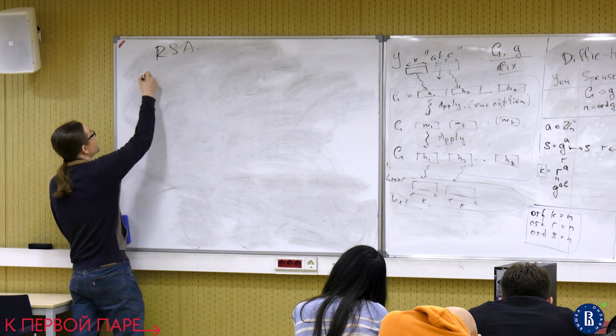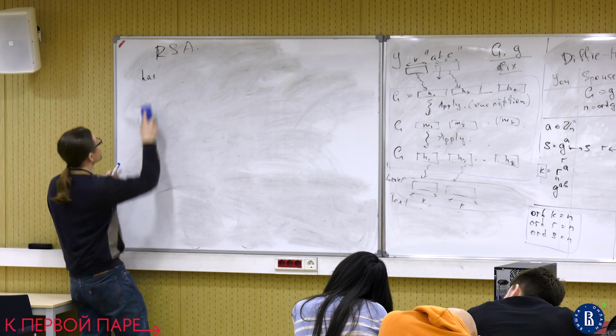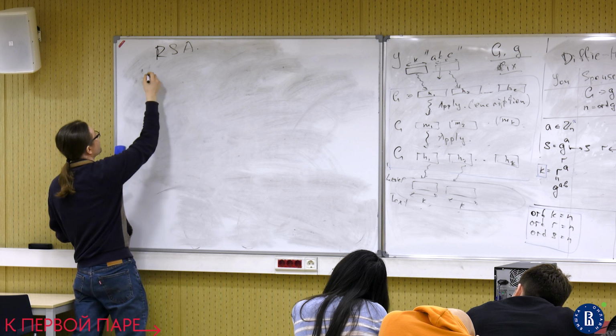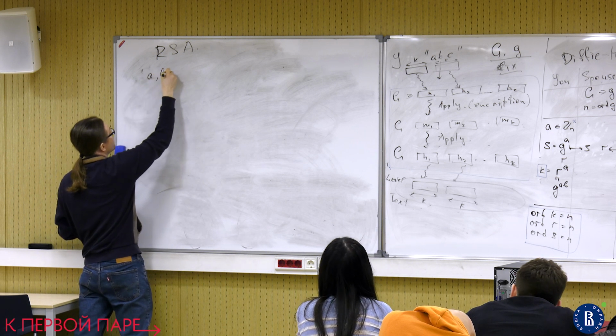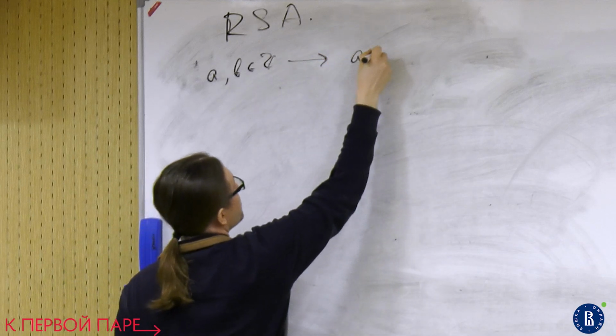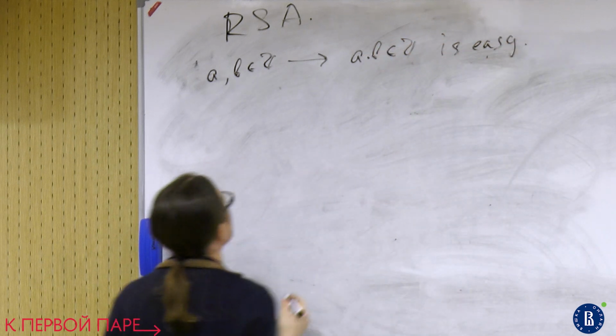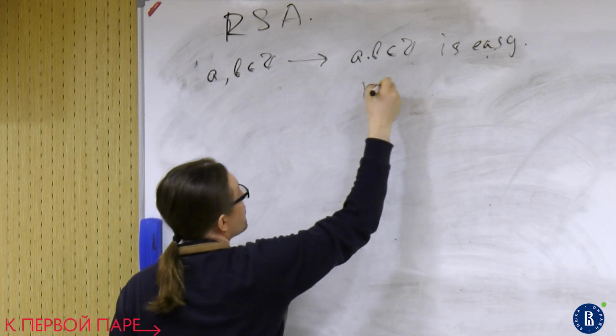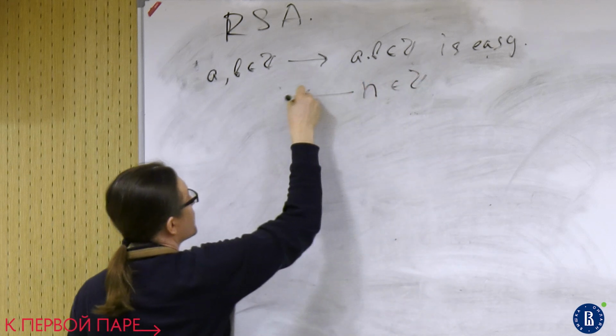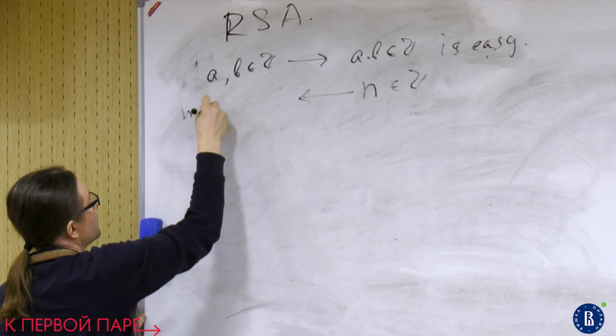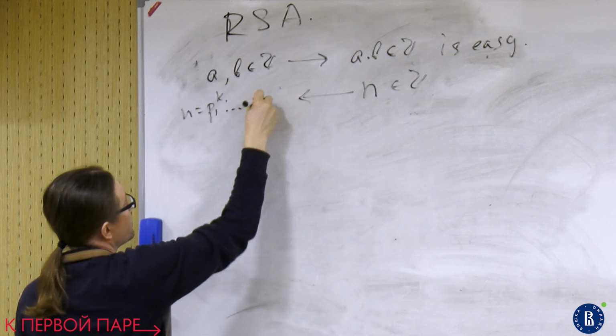So what is hard? The operation in one direction. If you're given two numbers, it's easy to produce the product. But if you're given a number, it's hard to split it into a product of primes.